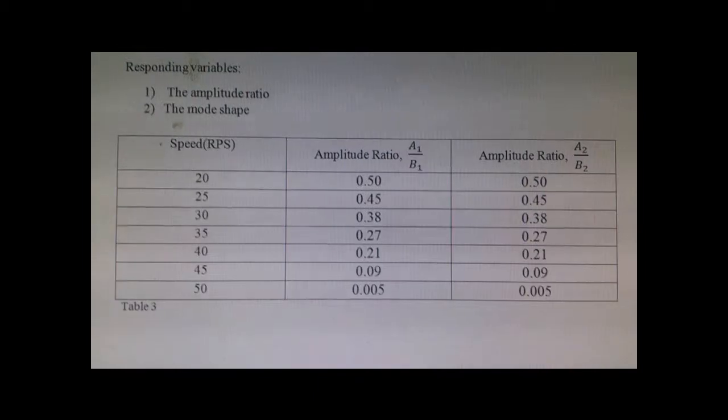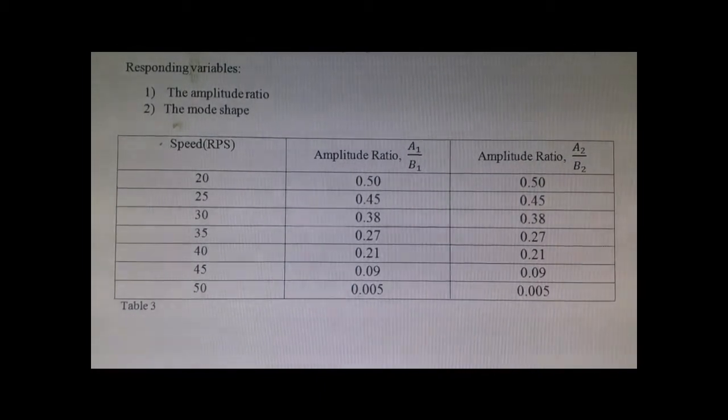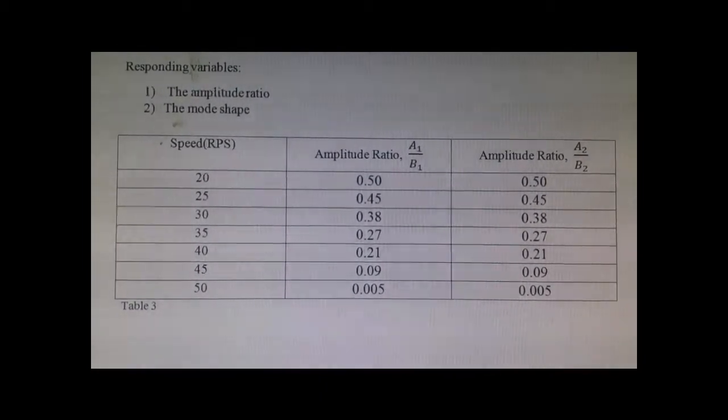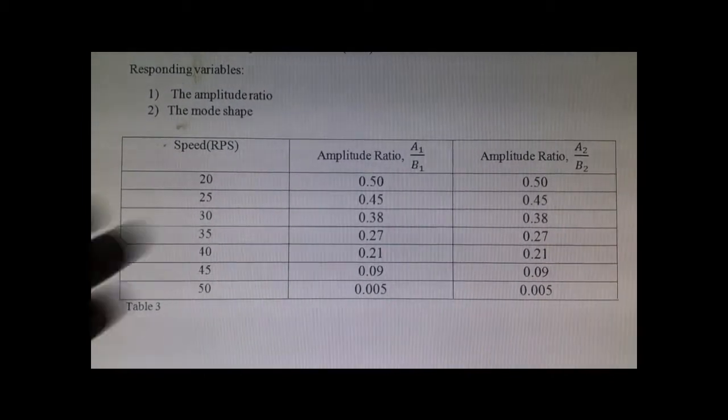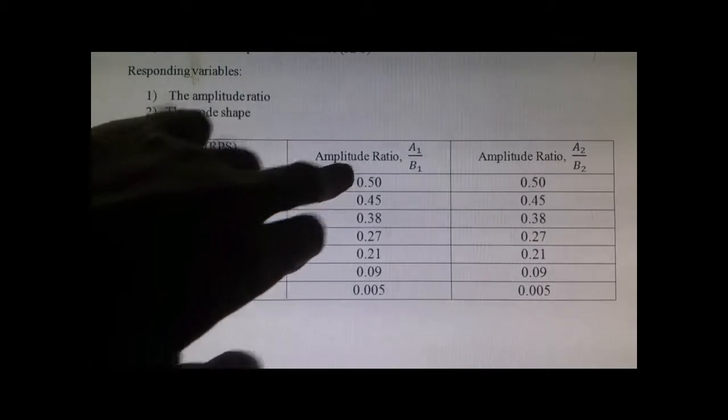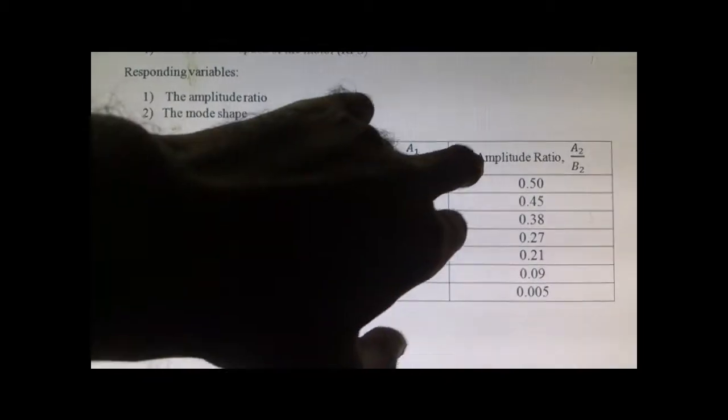This is what we obtained from the DasyLab setup for objective 2, which is to find the amplitude ratio and sketch the mode shape of the automobile simulation rig. From the data, we find the amplitude ratio A1 over B1 and the amplitude ratio A2 over B2. The amplitude ratios A1 over B1 and A2 over B2 decrease as the rotational speed of the motor increases. The amplitude depends on the frequency of the system.